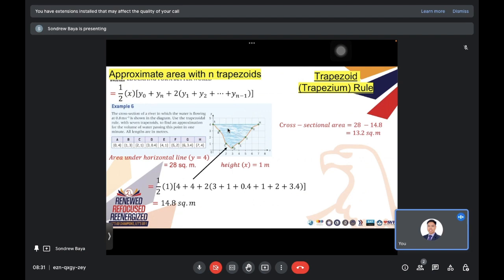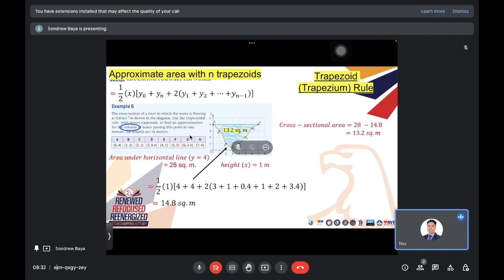At this point, you might now have realized that we are not looking for the cross-sectional area, but we're actually looking for the volume of the water passing in this point in 1 minute. Hence, to find the volume, by the way, this is the cross-sectional area, 13.2 square meters. Make sure that you're using the correct unit. So we're looking for the volume. To find the volume, it will just be the cross-sectional area times the depth. All right? The depth of this one in 1 minute.